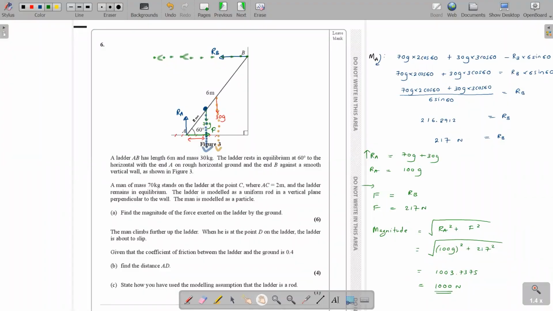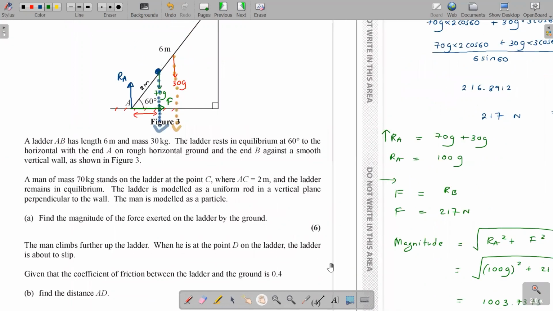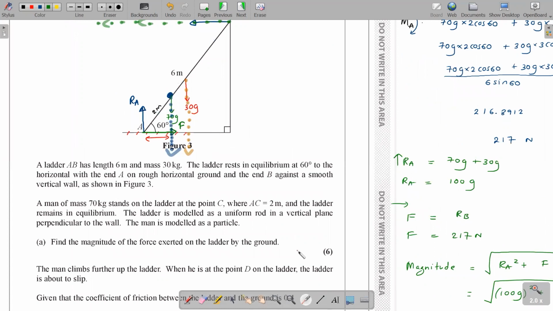In the next part, they say the man climbs further up the ladder. When he is at the point D, the ladder is about to slip. Okay, so what's happening now? At this point, when the man was 2 meters up the ladder, we did not have any problem, right? But now he keeps on climbing. When you keep on climbing, there comes a certain point where the friction reaches its limit, because the more you go up, the more weight, and the more tendency that the ladder is going to slip.